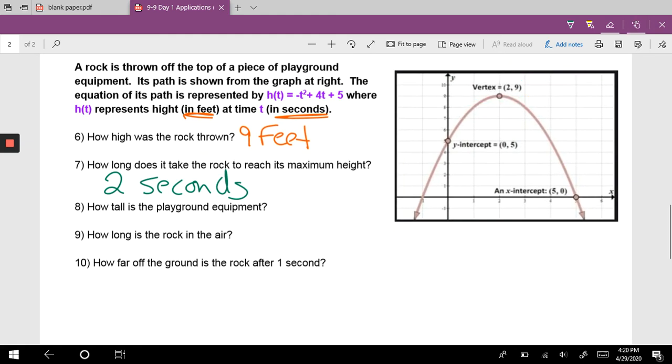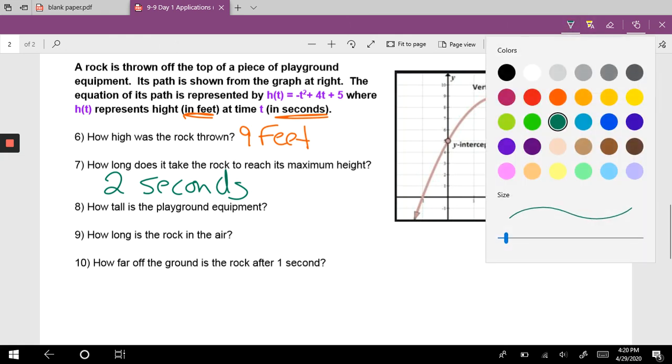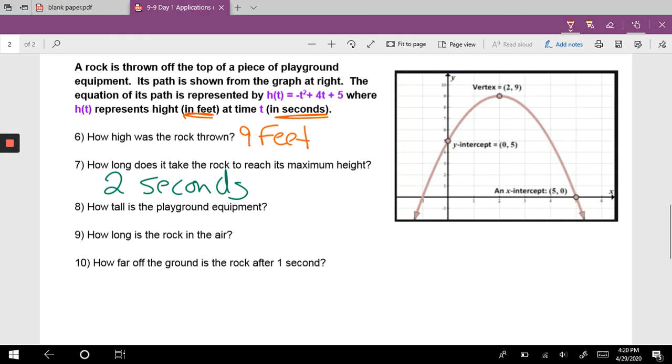Question 8, how tall is the playground equipment? That is another way to phrase what is the initial height of the rock. And initial height is a y-intercept. If we look at our graph, our y-intercept is (0, 5). So at time 0, it started 5 feet off the ground, which would be how tall the playground equipment is. Just like in the problem, it says a rock is thrown off the top of a piece of playground equipment. So it's not starting on the ground, it's starting 5 feet above the ground, because at time 0, that graph is 5 feet above the ground.